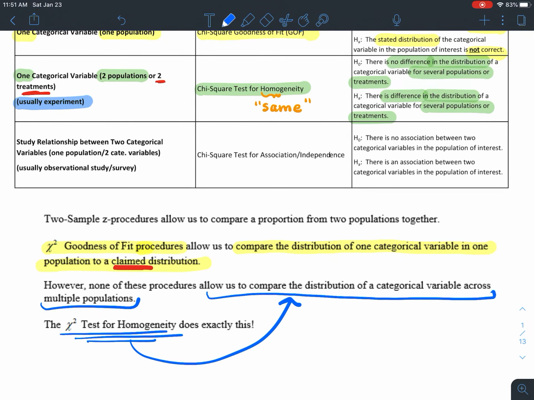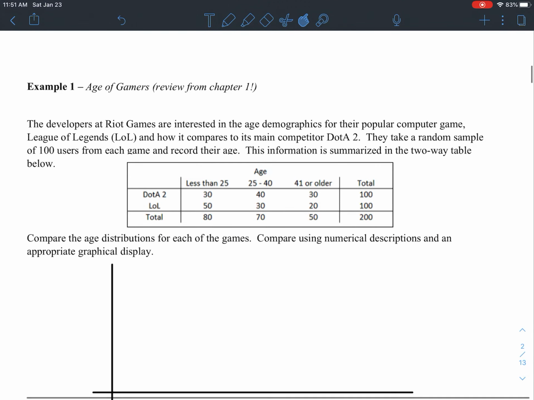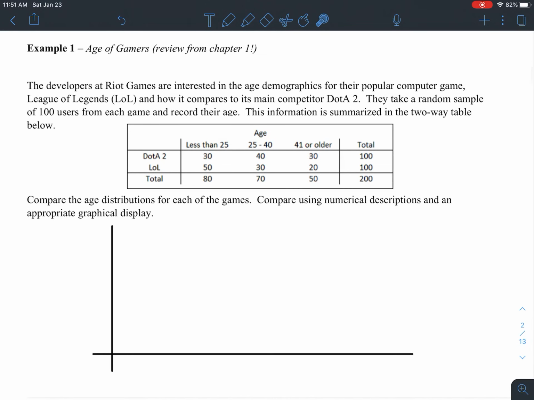So on the next page, we're going to revisit an example we did way back in chapter 1 when we started talking about categorical variables. We looked at an example like this that said, how old are individuals who play video games, gamers? It says the developers at Riot Games are interested in the age demographics for their popular computer game League of Legends, which we'll abbreviate LOL, and how it compares to its main competitor, DOTA 2. So they're going to take a random sample of 100 users from each game. So you can see here, they're taking a sample from each population. So we have the population of the DOTA 2 users, and we have the population of the League of Legends users.